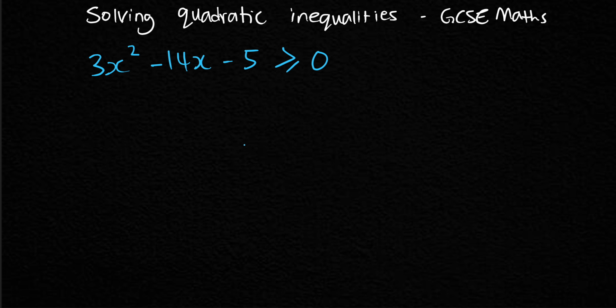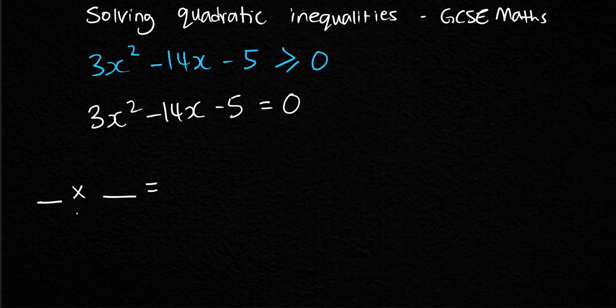How would we factorize this? Well, first we can work out the x values for this equation when it equates to 0. So we can say 3x squared minus 14x minus 5 is equal to 0. Now it just becomes a quadratic equation, right? And we can factorize to solve it. The coefficient is greater than 1, so it's a bit confusing, but there's a method. I'll link the video that explains this down below.